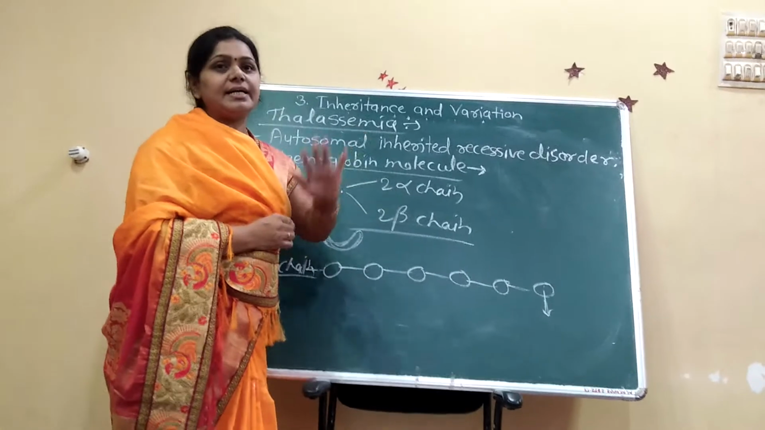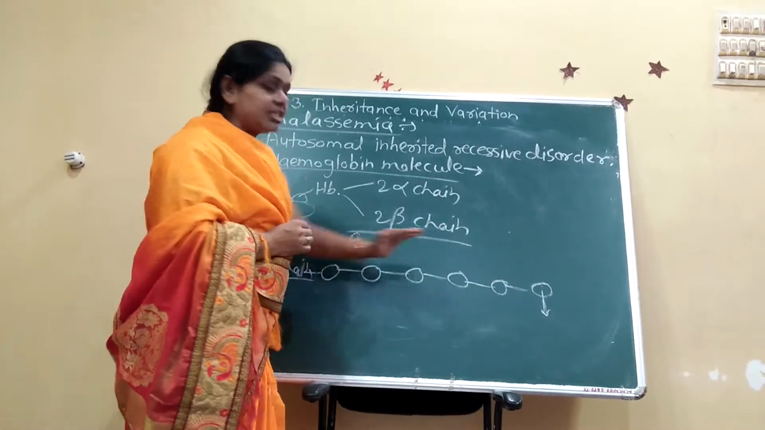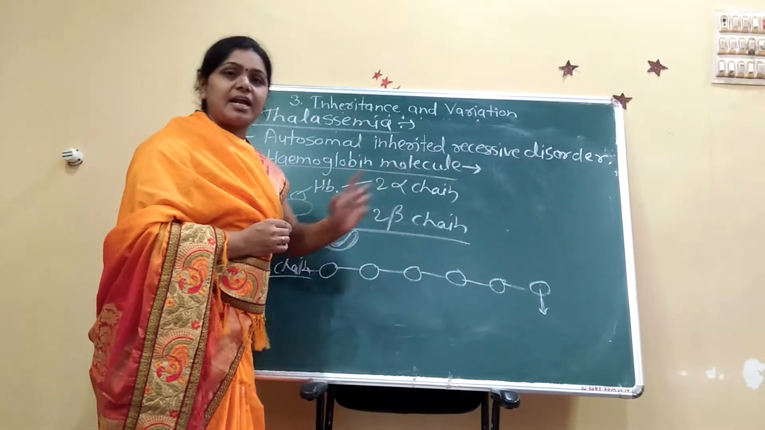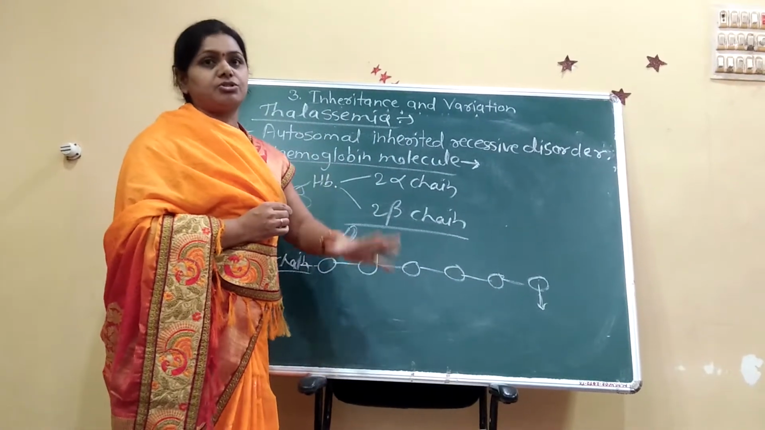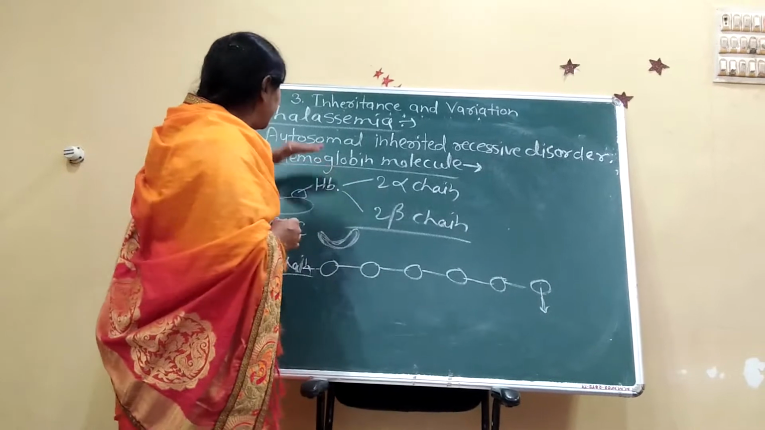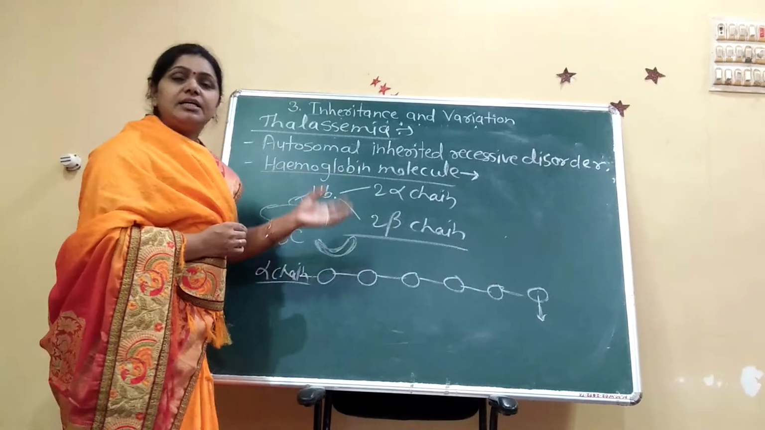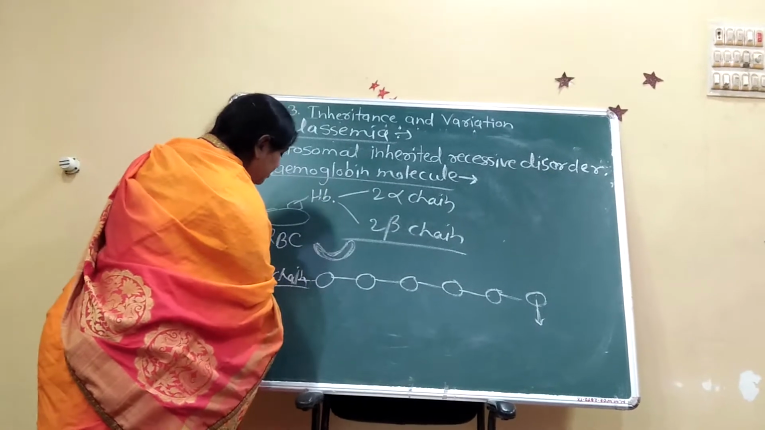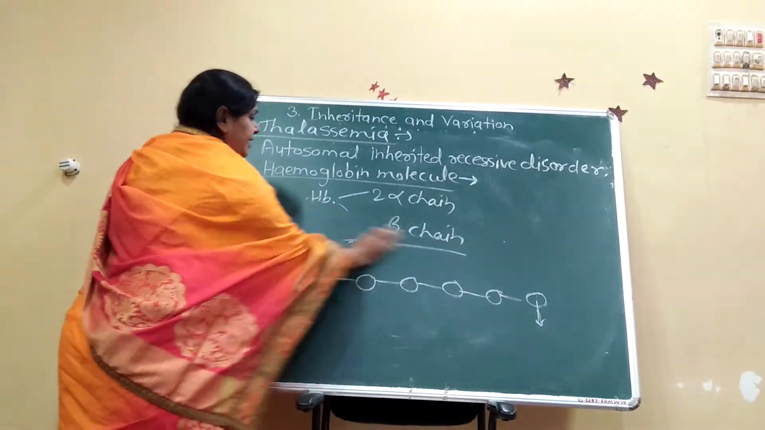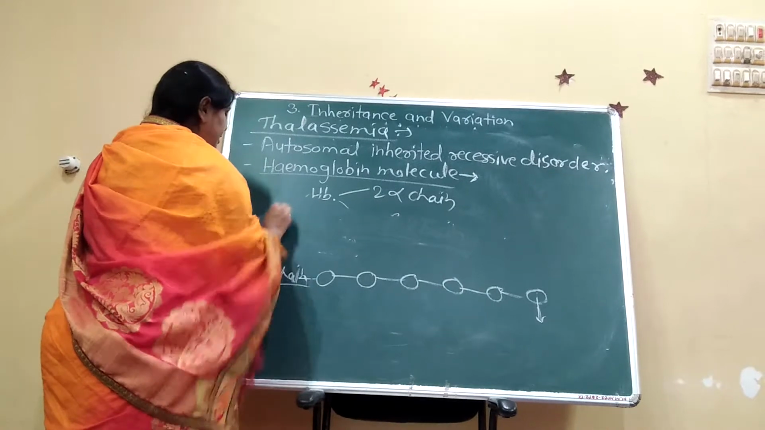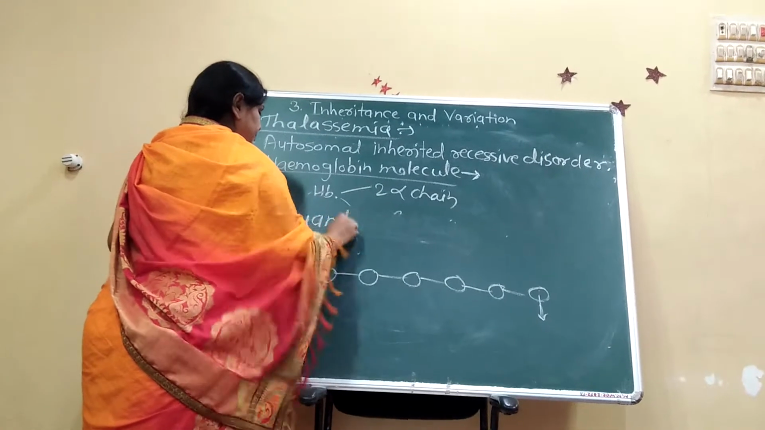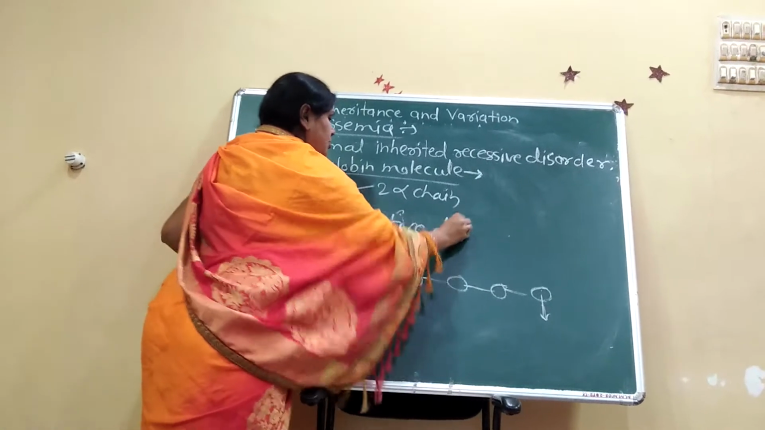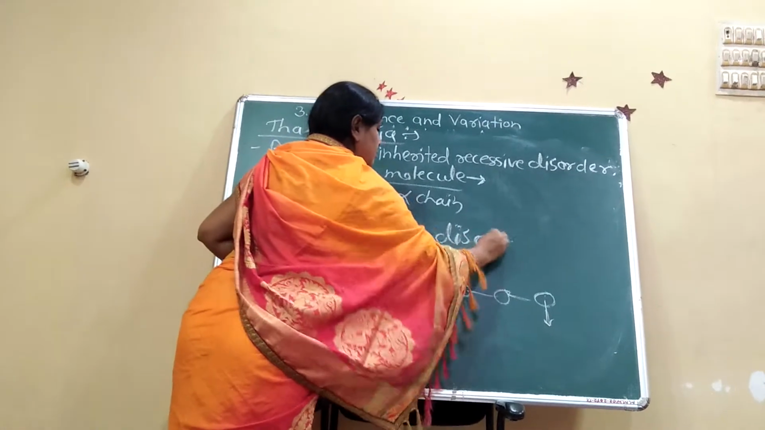The quality of the chain goes down. Sickle cell anemia is a qualitative disorder, but thalassemia is a quantitative disorder. Thalassemia is the quantitative disorder.